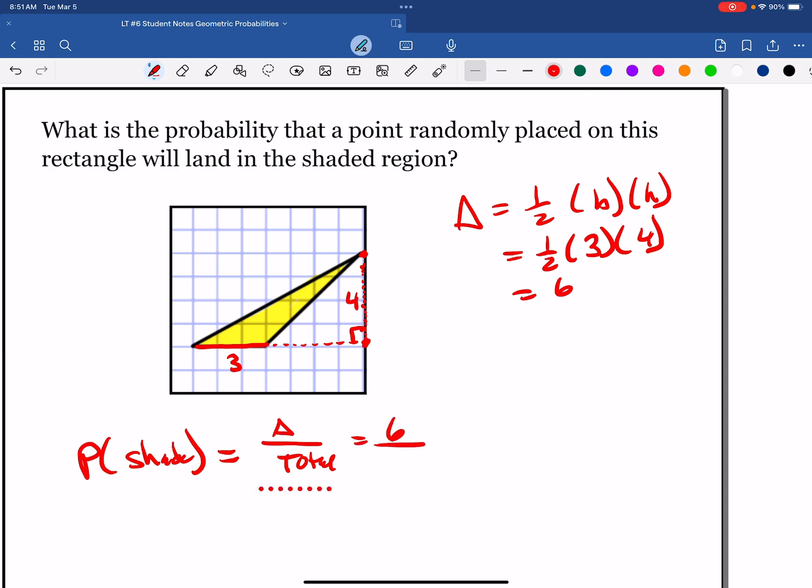over. Now I've got to get the total, which would be this entire length by this entire length. 1, 2, 3, 4, 5, 6, 7, 8 by 8. 8 and 8 are 64. So it's 6 over 64. We're going to reduce that. 3 over 32 is our fractional probability.